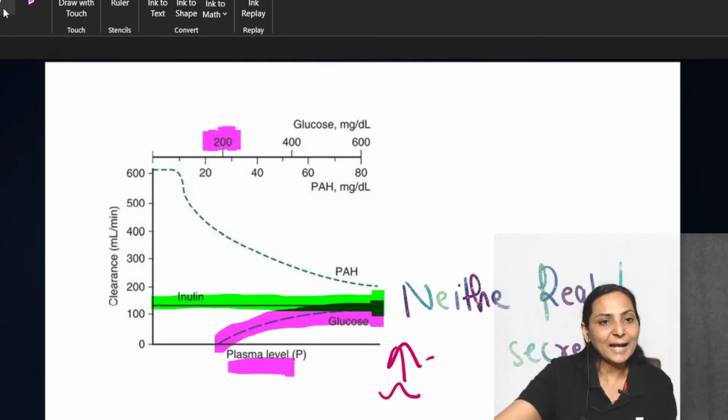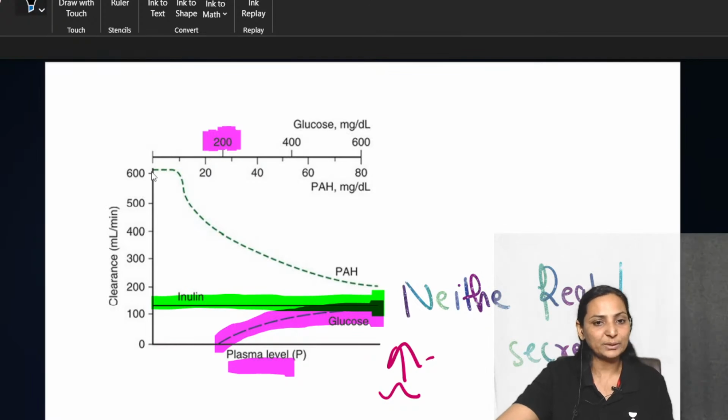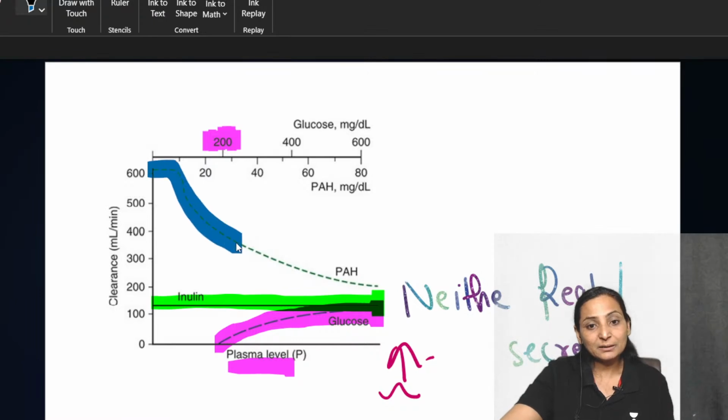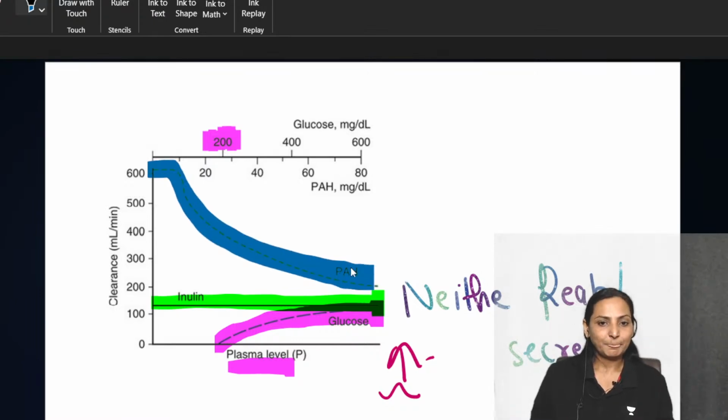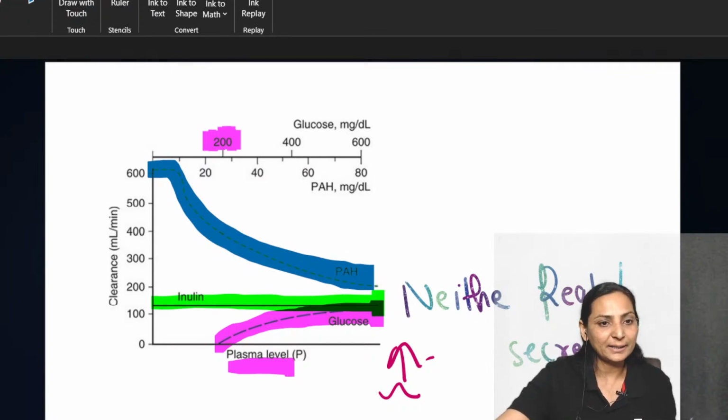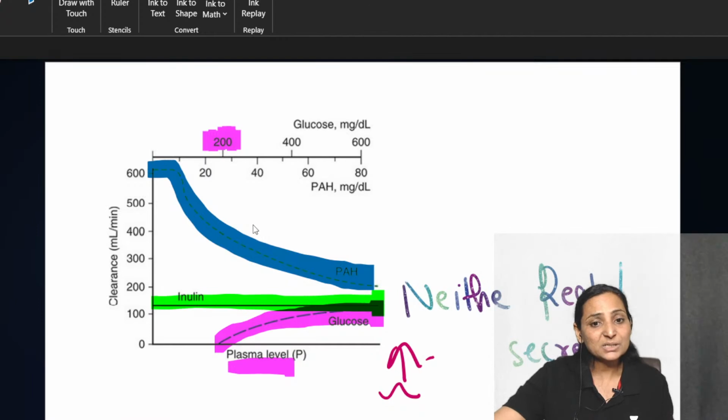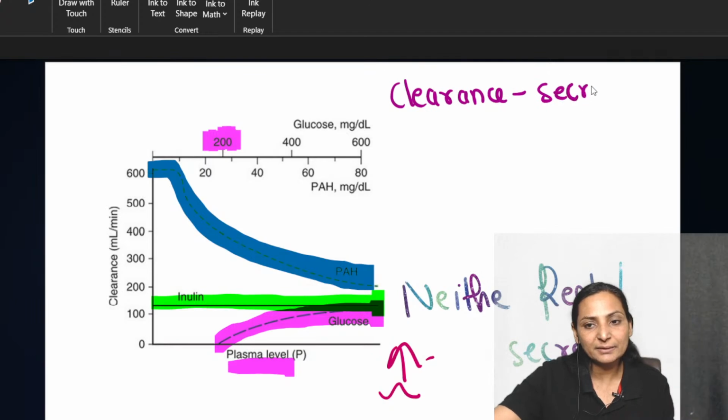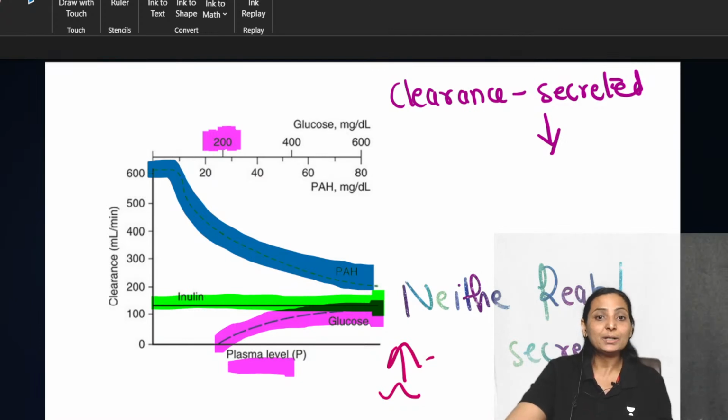Now if you compare with that of your PAH, remember PAH is a substance which is secreted, but it is using a carrier protein. As the plasma concentration of PAH increases, we see that the clearance decreases. Very interesting. So for a substance which is reabsorbed, the clearance is increasing, but for a substance which is secreted, the clearance is decreasing as its plasma concentration rises.